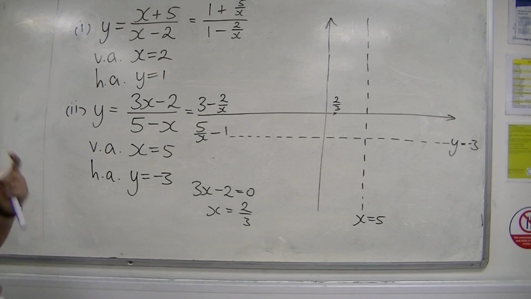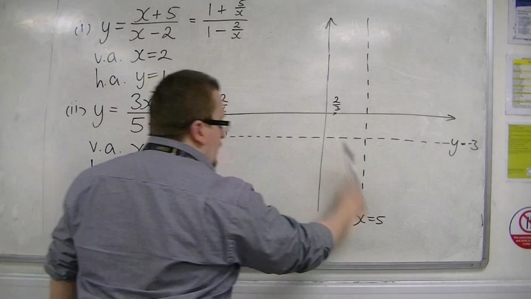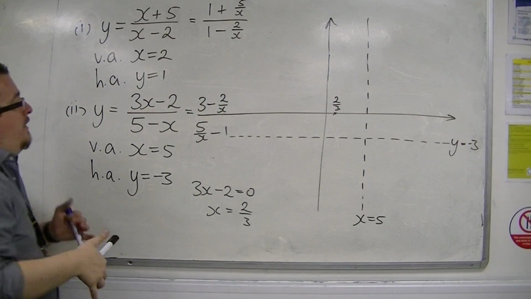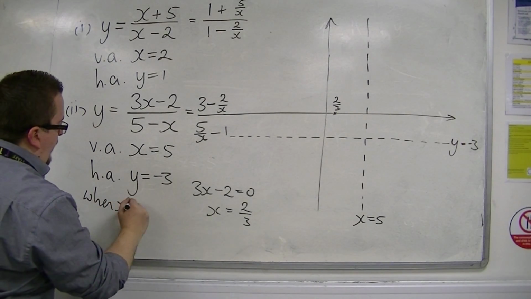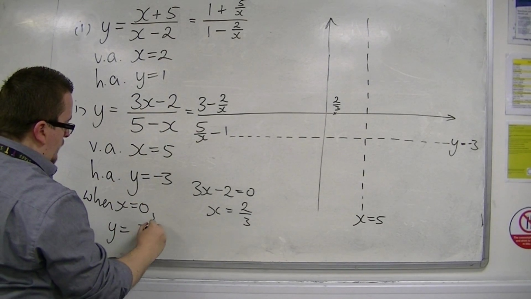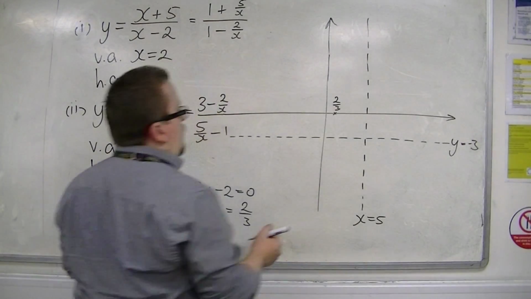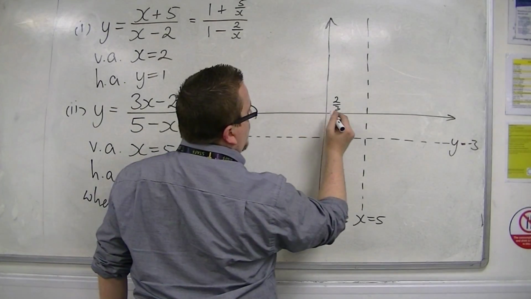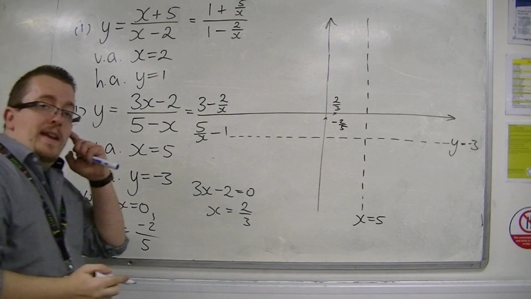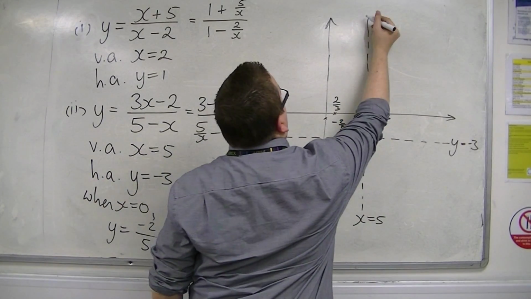Right, okay. So, how about where it crosses the y-axis? We've got the vertical asymptote, horizontal asymptote, and where it crosses the x-axis, but not where it crosses the y-axis. That's when x is 0. So when x is 0, we're going to get minus 2 over 5. So minus 2/5 is approximately here. So you can see that in order to approach this line, the curve must do something like that in order to pass through those 2 points.